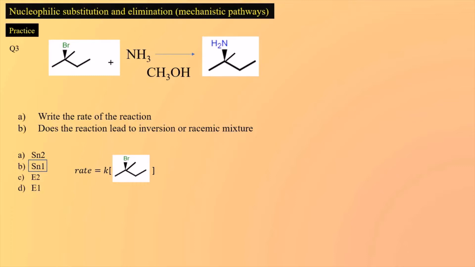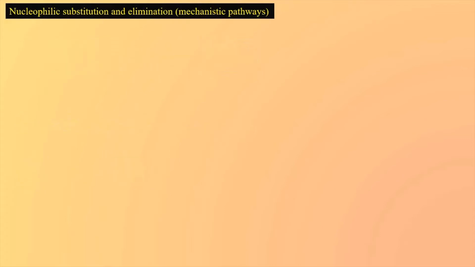So that's SN1. Remember, SN1 reactions are unimolecular. That means the rate only depends on the concentration of the substrate and not the nucleophile. So that's the rate law. Does it lead to inversion or a racemic mixture? It leads to a racemic mixture. Like I said, I've only shown the closed wedge product. You can also have the open wedge product. Okay, and that's SN1. And finally, I have one more practice problem.